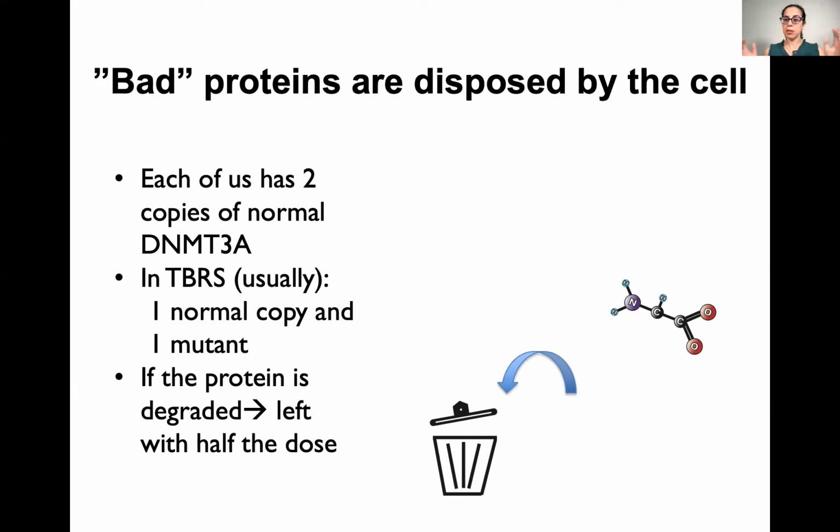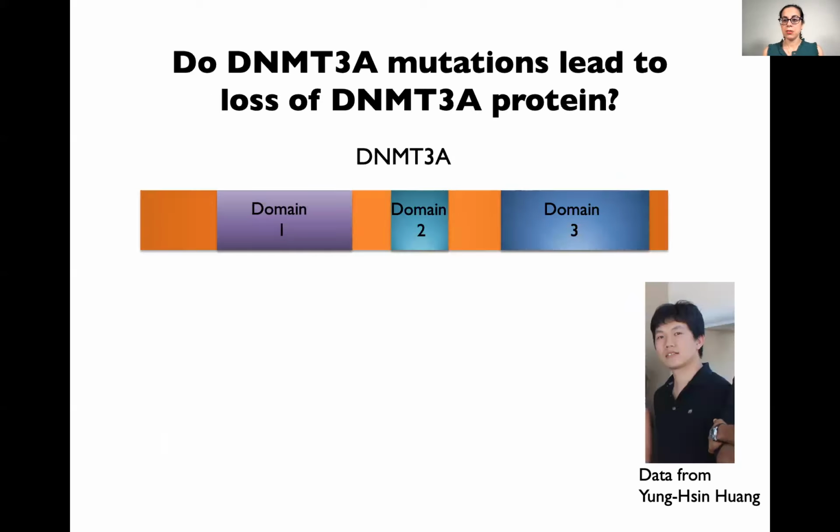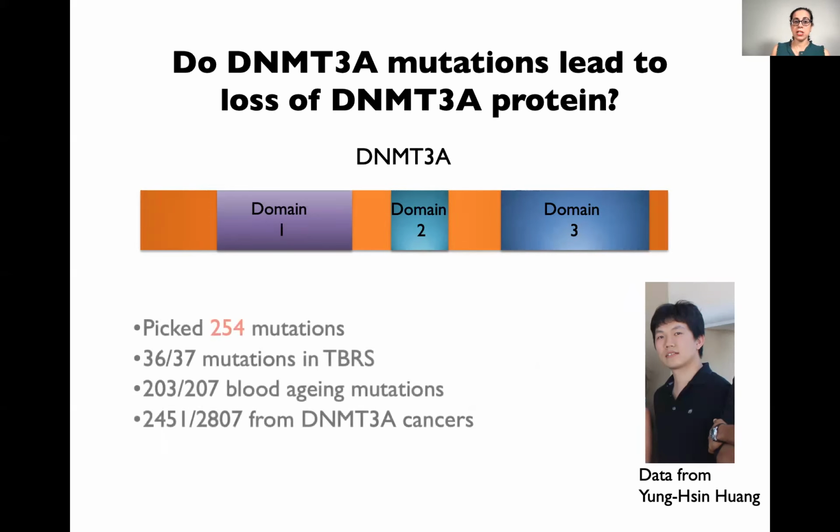And it's very similar to having the whole DNMT3A removed, because now we only have half the dose of what we are supposed to have. So this is one of the projects that a very talented, now postdoc at Stanford, Shin from our lab, did, and he really wanted to understand what happens to the proteins of DNMT3A in each of the mutations. So he not only explored TBRS, he took all the mutations we know about DNMT3A, also somatic mutations as occur in blood aging and blood cancers.